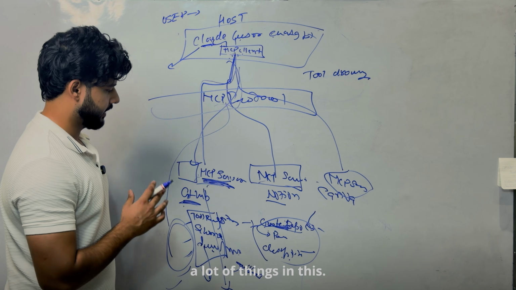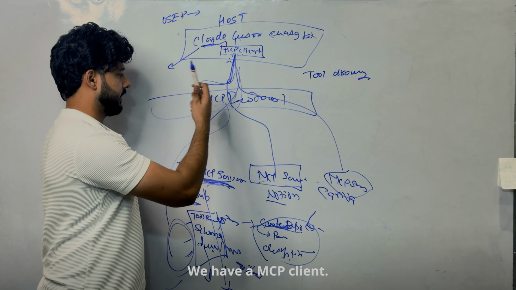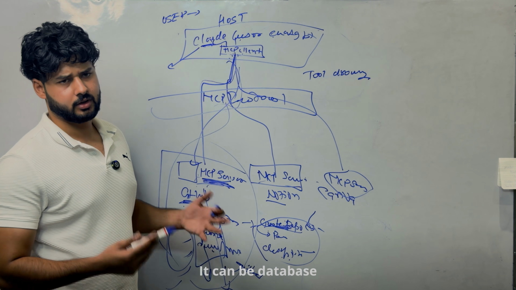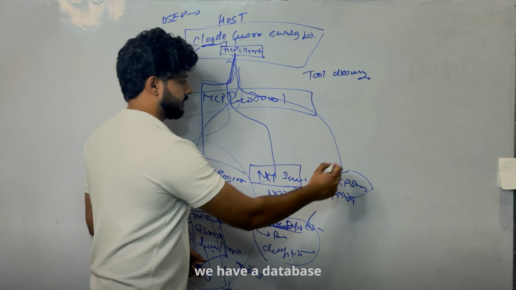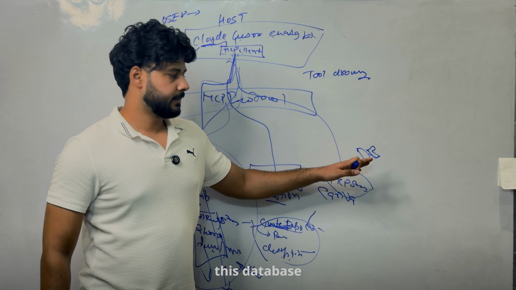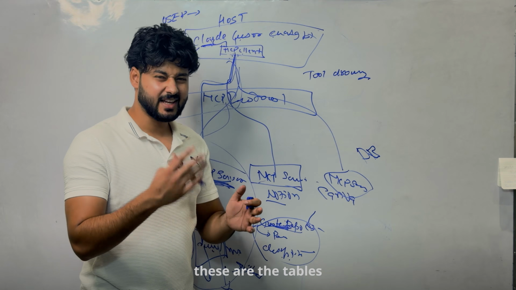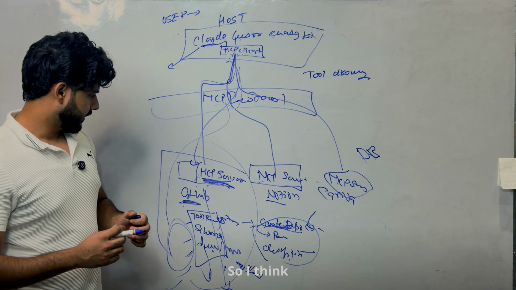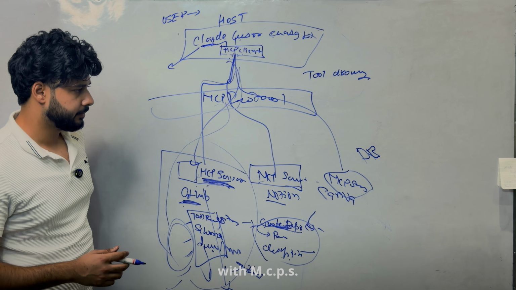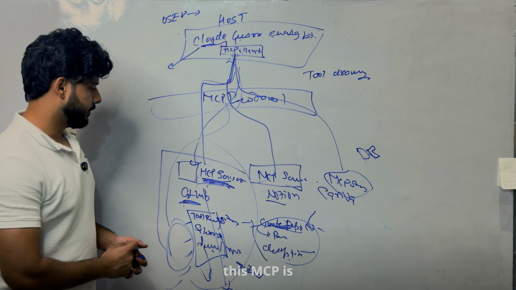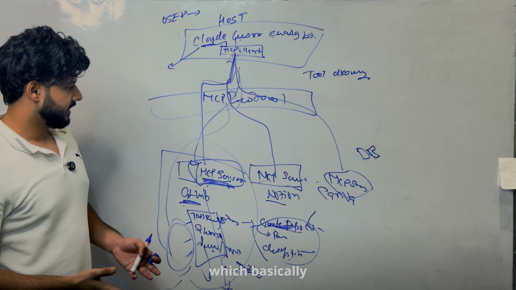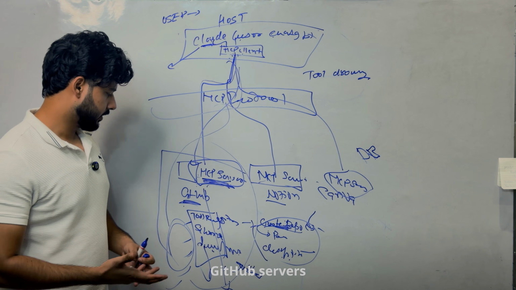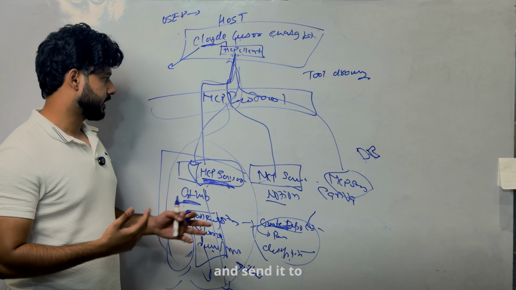We have covered a lot in this. We have a host, an MCP client, a protocol, and then the MCP server. Now this MCP server can be anything. It can be a database query also. Let's suppose we have a database. In tool discovery, this database will tell us, okay, these are the tables I have. I think everything is clear so far, and we are almost done with MCP. And yes, MCP is just a translator which translates your MCP client query, goes to the GitHub servers, fetches the GitHub data and sends it to the MCP client.